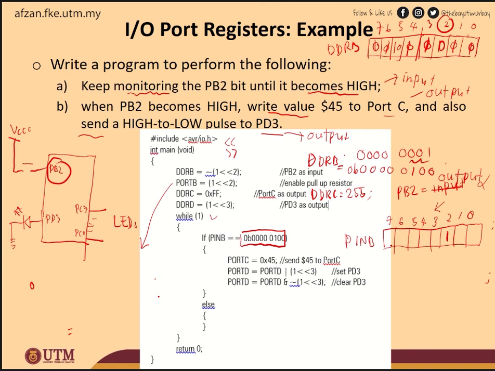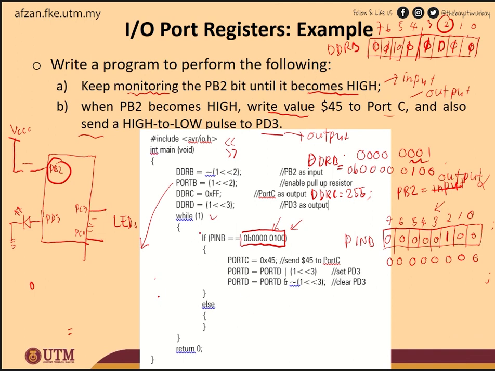what happens is I send this value to port C and send a high to low pulse to your PD3. So this is the value that I want to check with my pin. That's why my if condition is, if PINB equals this value, let's say this is the value that goes to your PINB, equal to this value, what happens? It will execute this line. Let's say your PINB current value now is 0000, which means you did not press your switch here, and it will produce this one. Is it equal to this condition here? Is this condition met? No, not met, which is false. You're going to else do nothing.